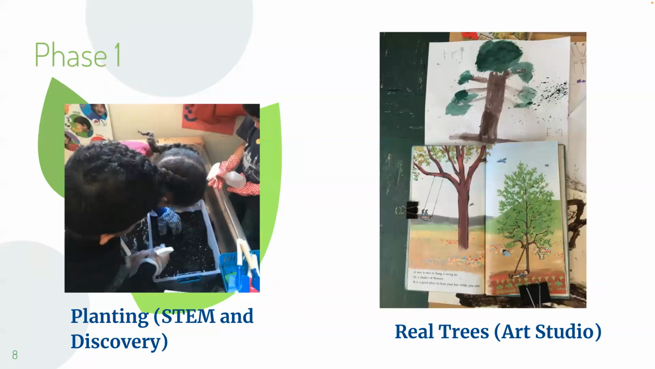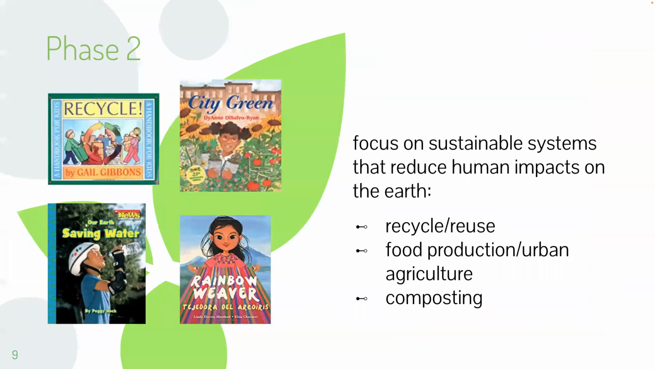Here are some more examples of planting, both in STEM and discovery. And then, of course, some inspirational artwork that's happening here. A child painting with watercolors, their version of this real tree here. So we move on from seeds and plants and trees to thinking about sustainability. Again, a big word for kindergartners.